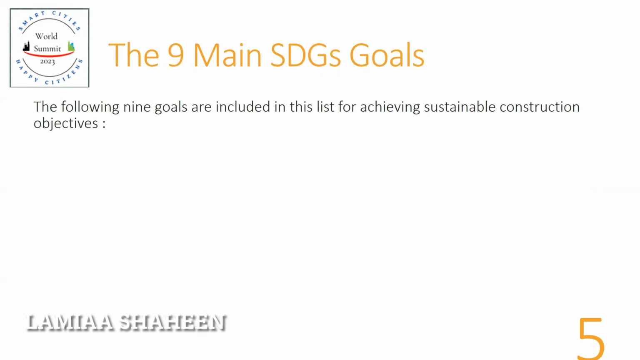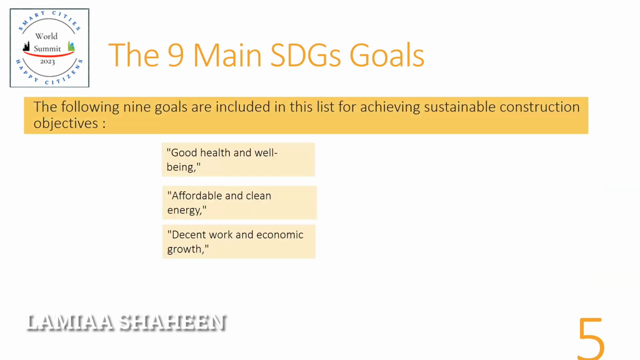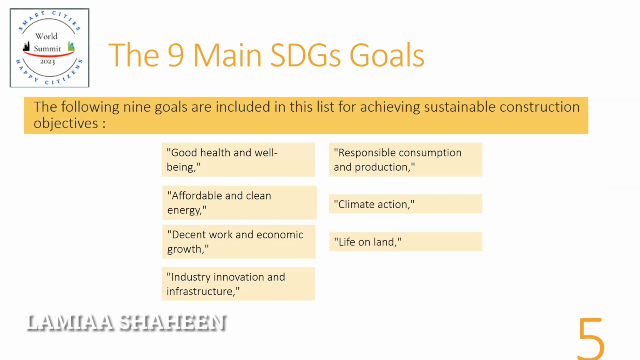The following 9 goals are included in the list for achieving sustainable construction objectives: good health and well-being, affordable and clean energy, decent work and economic growth, industry, innovation and infrastructure, responsible consumption and production, climate action, life on land, partnership for the goals, and the last one, sustainable cities and communities.